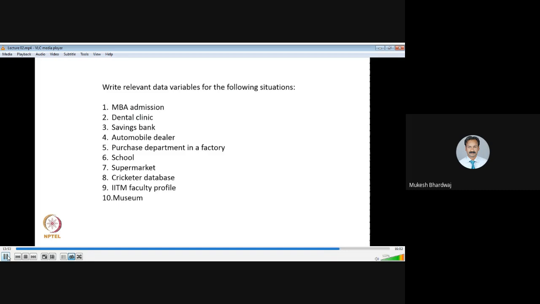So similarly, if you look at contexts like an MBA admission or a dental clinic or a savings bank or an automobile dealer or a purchase department at a factory, school, supermarket, database of cricketers, IIT Madras faculty profile or faculty profile of any educational institution, a museum. Here we can first collect about 10 to 20 types of data and then classify them into nominal, ordinal, interval.